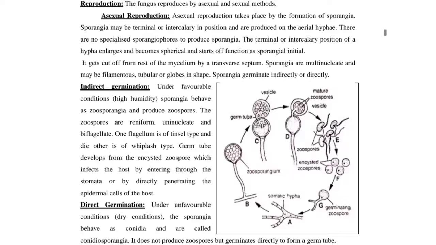Sporangia germinate indirectly or directly. Indirect germination: under favorable conditions, high humidity, sporangia behave as zoosporangia and produce zoospores. The zoospores are reniform, uninucleate and biflagellate. One flagellum is of the tinsel type and the other is of the whiplash type. A germ tube develops from the encysted zoospore which infects the host by entering through the stomata or by directly penetrating the epidermal cells of the host. Direct germination: under unfavorable conditions, dry conditions, the sporangia behave as conidia and are called conidiosporangia. They do not produce zoospores but germinate directly to form a germ tube.